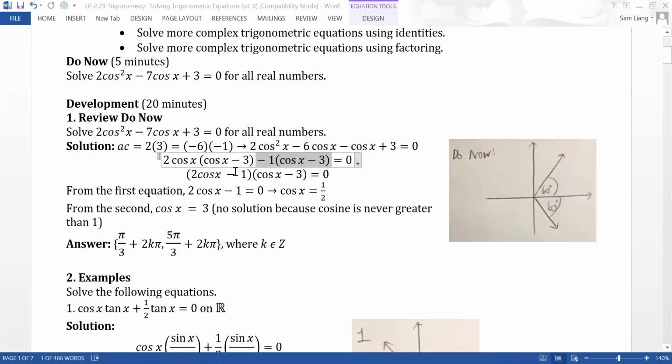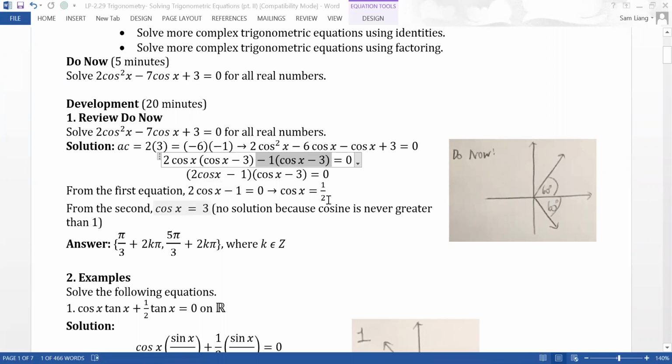All right, from there, you can use the zero product property, right? So if two numbers multiply to 0, then you know that one or both of the terms has to equal 0. So from the first equation, we get cosine x equals 1/2. And from there, we know that the angles are going to be 60 degrees and 300 degrees, or 60 degrees and -60, if you want to say that. From the second equation, you get cosine x equals 3. But here there's no solution because cosine is never greater than 1, right? The max value is 1. So here there's no solution.